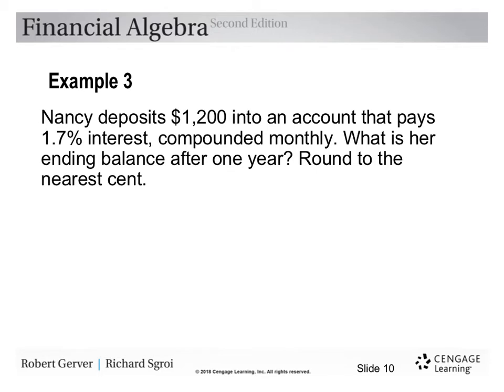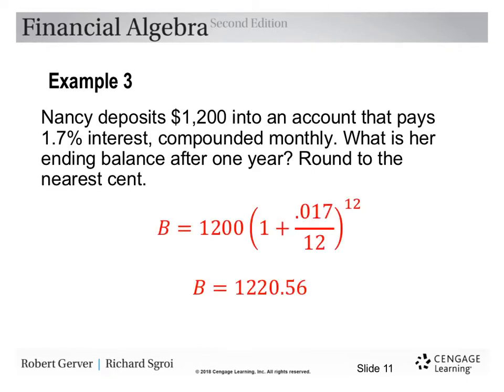Here's another example. Nancy deposits $1,200 into an account that pays 1.7% interest compounded monthly. What is her ending balance after 1 year? Round to the nearest cent. Again, using the pattern that we've talked about, here we're compounding monthly. So 12 months in a year, so there's 12 there. The exponent is also 12. Our interest is 0.017, and our principal that we started off with was $1,200.